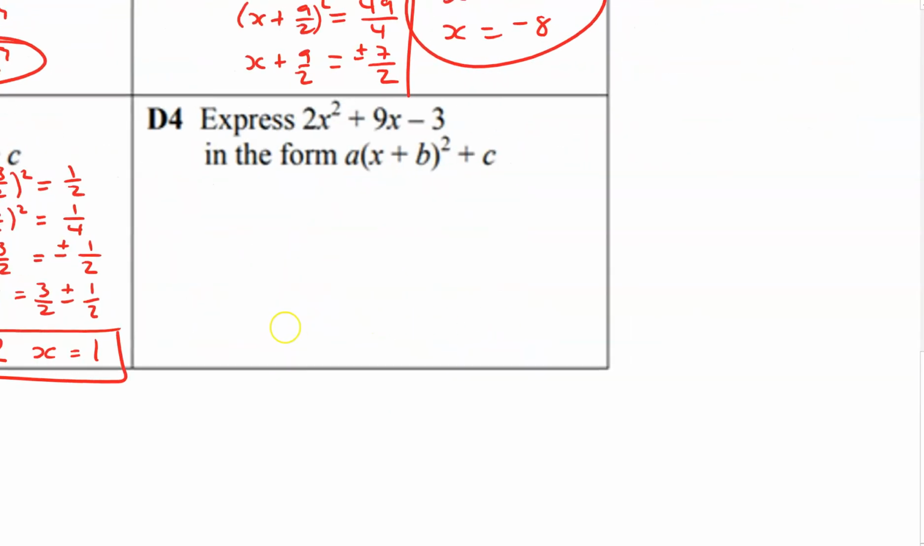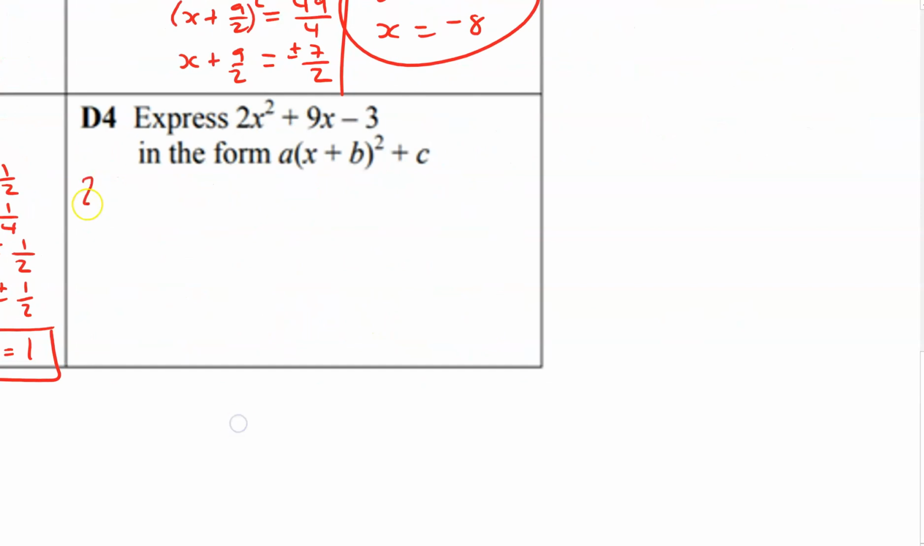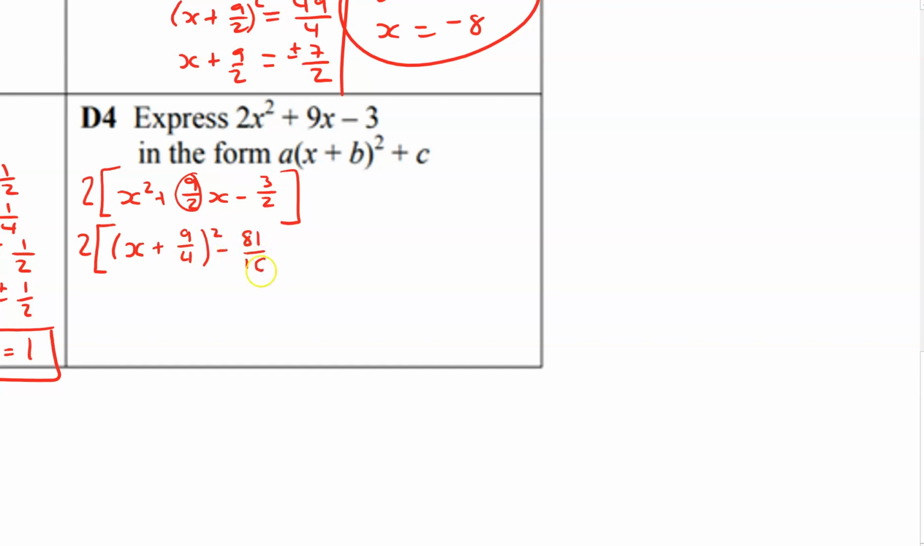So last one. Okay, so we've got 2 in front of the x squared, so take that out. So we get 9/2x minus 3/2. Do the completing the square process with the bracket. So half of this value would be 9/4. Take away the square of it and tack on the constant term. Simplify, so nothing changes here.